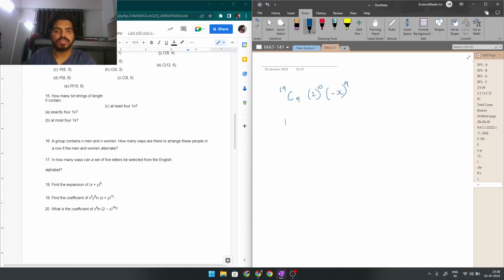Solving it, 19C9 we have to evaluate. We have to keep in mind you have to include the expression with the minus, because whatever we wrote earlier, that is for the plus. If it is negative, you have to include negative. If the power is positive, the term will become positive. If the power is negative, the term will become negative. This was part one. Thank you.